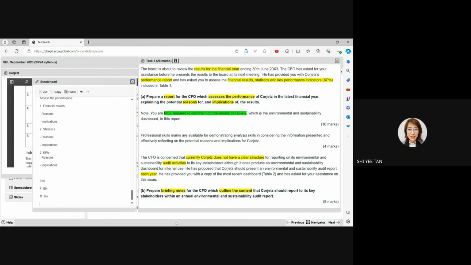Your marks are not many, 8 marks, only half of the previous one. So you should focus on 3A. It's not to say you don't need to do 3B, but don't be too focused on it. So prepare briefing notes for the CEO, which outline the contents that Corjetz should report to its key stakeholders within an annual environmental and sustainability audit report. So it asks you to suggest the contents.